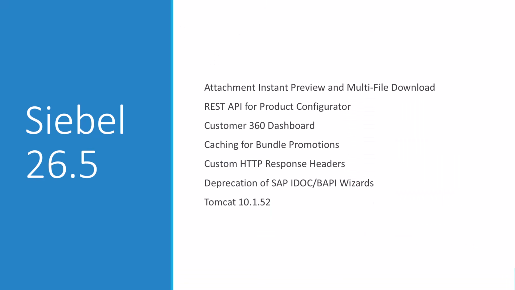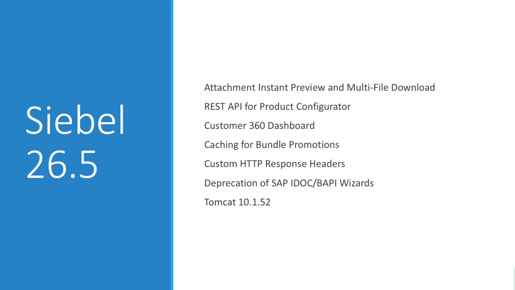Siebel CRM 26.5 is a treasure trove of new features and enhancements, and one of those releases where things are just clicking together. Let's start with a list of noteworthy additions and removals in the May 2026 release of Oracle's flagship CRM. In-browser instant preview is now available for attachments, along with the ability to download multiple attachments with a single click. The industry REST API family has a new member, Siebel eConfigurator.